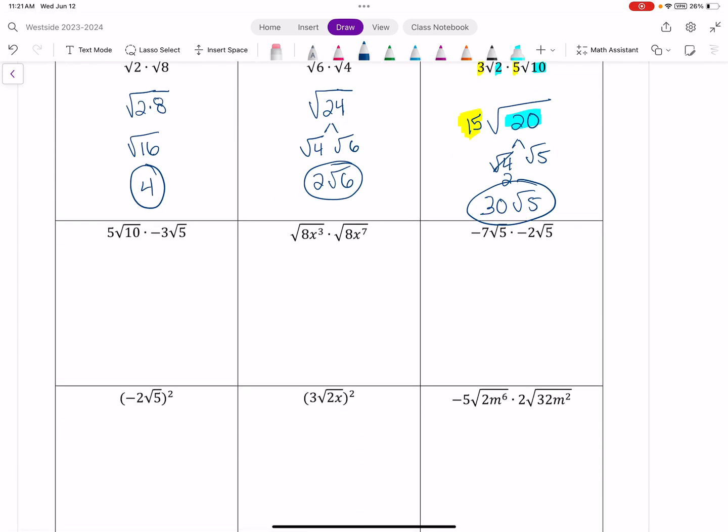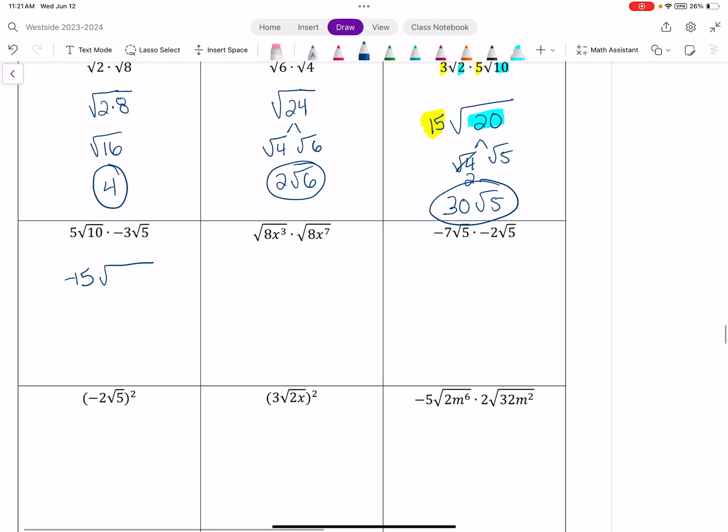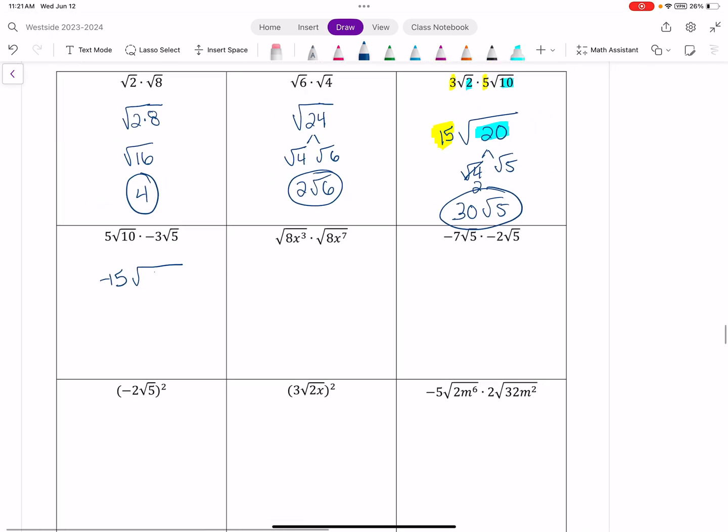Same thing's going to happen on the next one. We have some numbers out in front and some numbers under the radical. So 5 and negative 3 are out in front, so we're going to multiply those to get negative 15. That would be in front of our radical. 10 and 5 are under the radical, so we multiply those and get 50. That would be under our radical. So I'd have negative 15 radical 50.